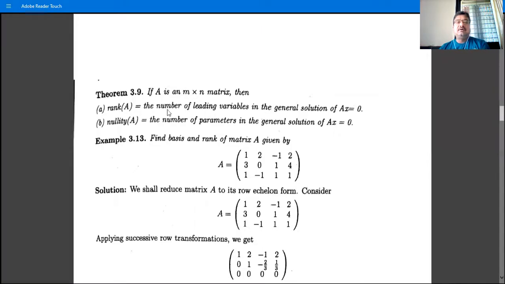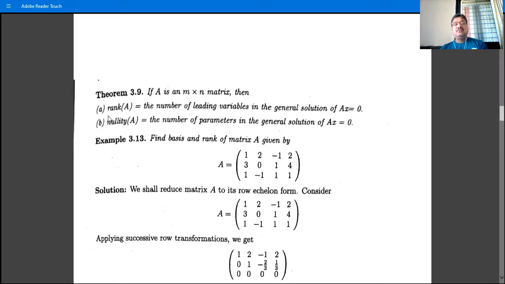Theorem on the rank and nullity: if A is an m by n matrix, then the rank of A is the number of leading variables in the general solution of the system Ax = 0, and the nullity of A is the number of parameters in the general solution of Ax = 0. So remember this remark. It is not this theorem.